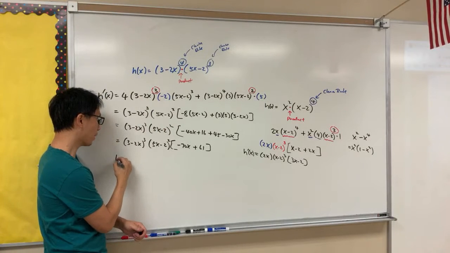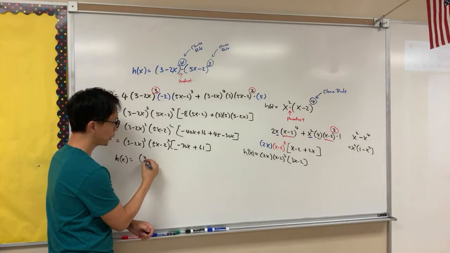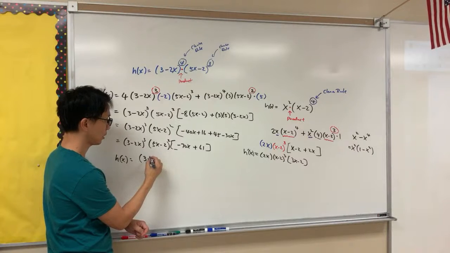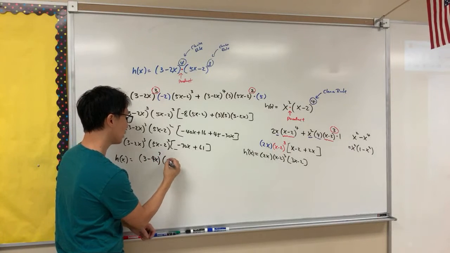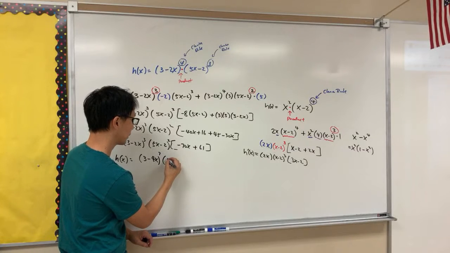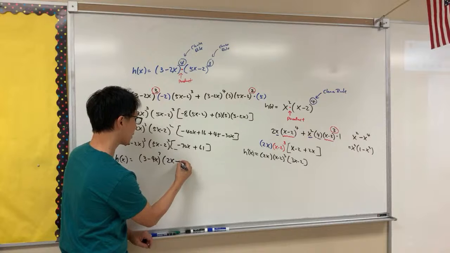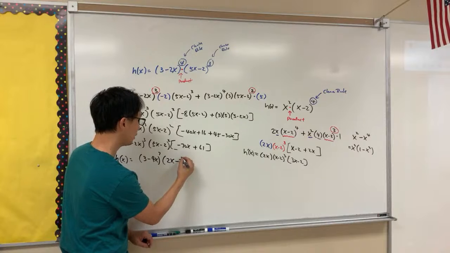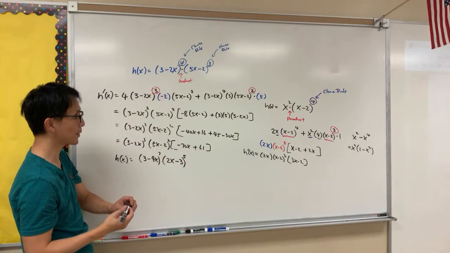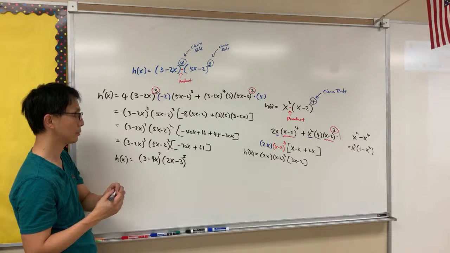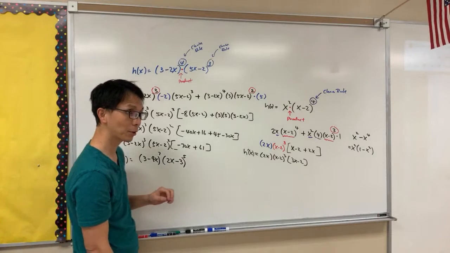Okay, so here, try one first. h of x equal to (3 minus 4x to the 7th power) and (2x minus 3) to the 5th power. I want you to take a derivative of this and make sure you come out right. And make sure you check with each other.